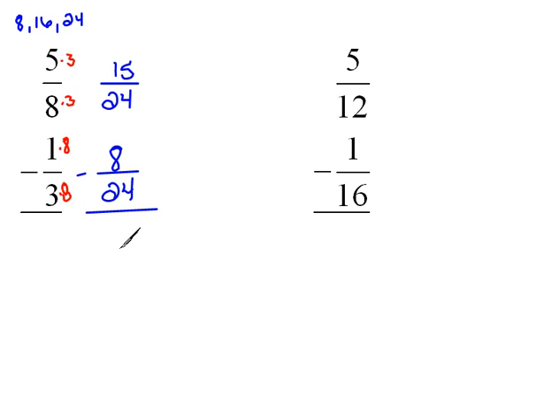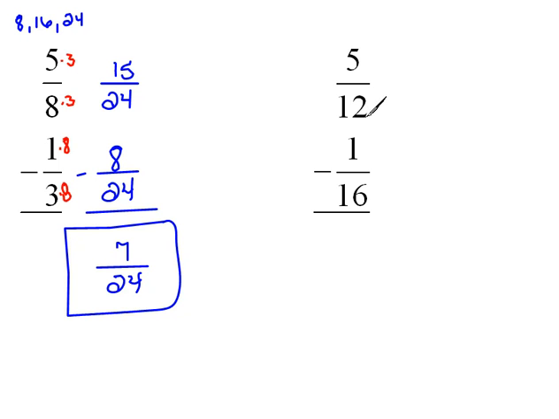Now we can go ahead and subtract. Our denominator will stay 24, and 15 minus 8 would give us 7. So our answer then would be 7 over 24.